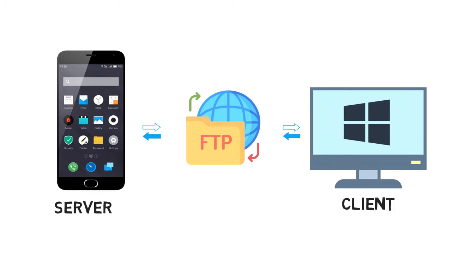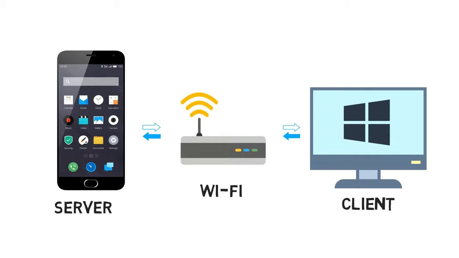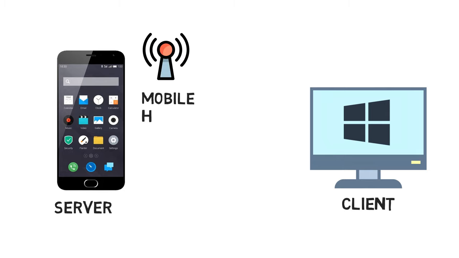The only requirement for FTP is that your Android device and PC should be connected to the same Wi-Fi network. And if you don't have Wi-Fi, you can create a hotspot on your mobile, then connect your PC to the network.